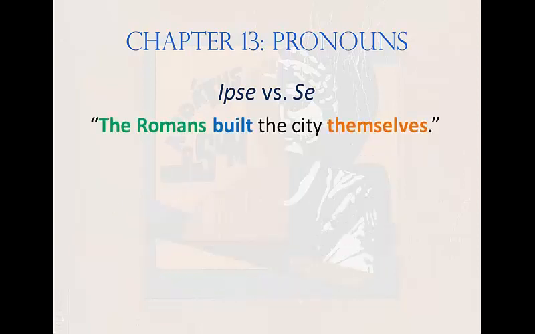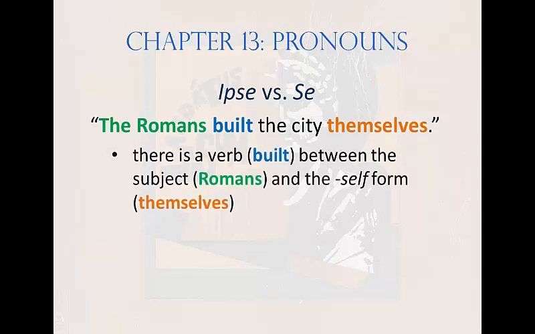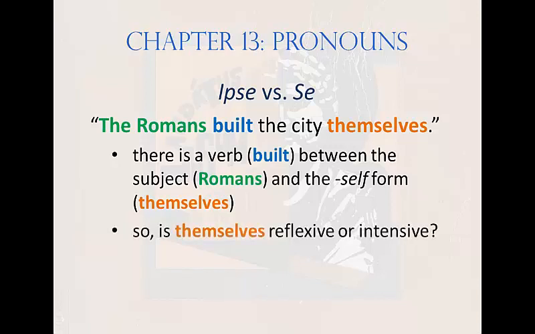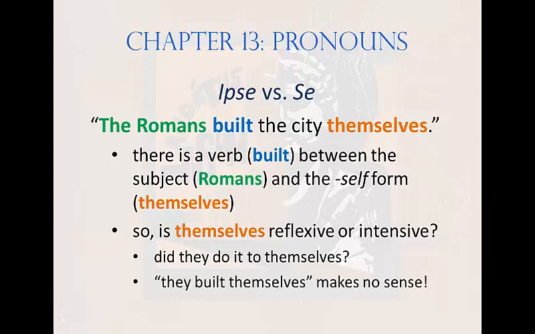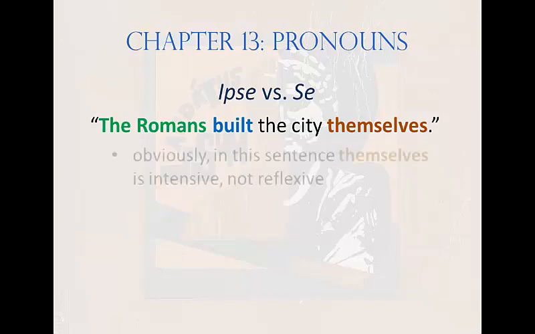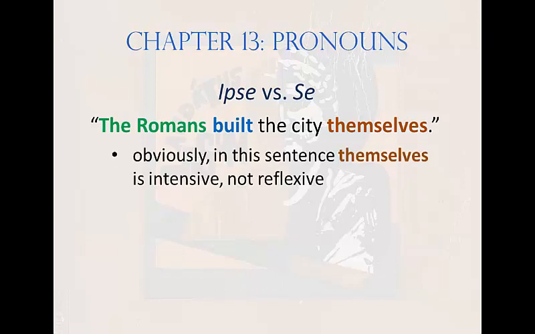Consider this sentence. The Romans built the city themselves. There's a verb, built, between the subject Romans and the self form themselves. So is themselves reflexive or intensive? In other words, did the Romans do it to themselves? Did they build themselves? No, they built the city. Here, themselves can't be reflexive. It must be intensive. It means in person. The Romans themselves, not Greek slaves, built the city.